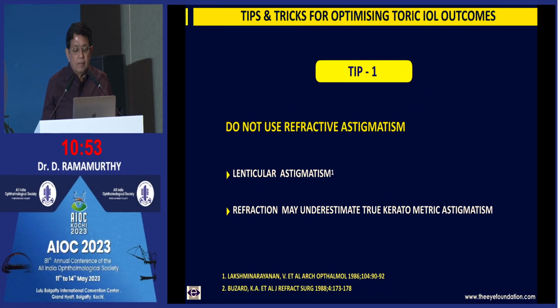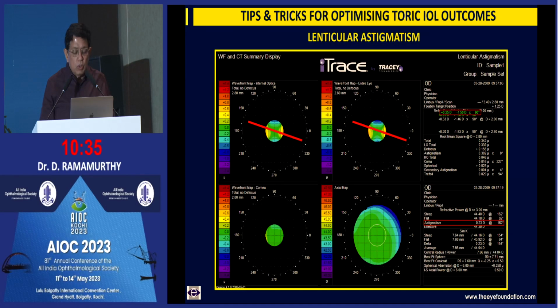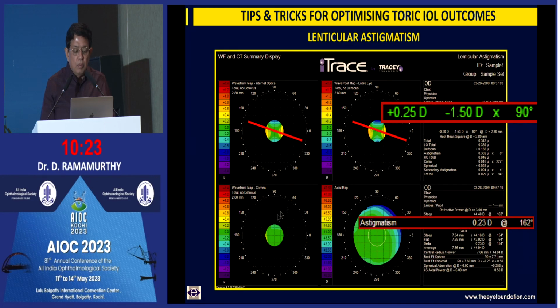These are just a few tips that I routinely follow in my practice. Do not use refractive astigmatism. All of us know it is the anterior corneal astigmatism which is most important, and just using refractive astigmatism may mislead you. This is just to show you the eye trace pictures. You can see this is from the internal optics, and this is from the cornea. The cornea is absolutely pristine, and this patient was wearing minus 1.5 diopters of power in the glasses right through life. But the entire thing is coming from the lens, and in this case, when the cataract surgery is done, obviously this patient doesn't require a toric intraocular lens.